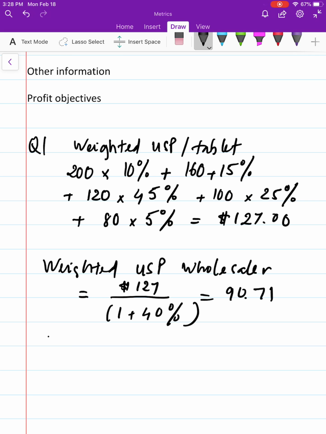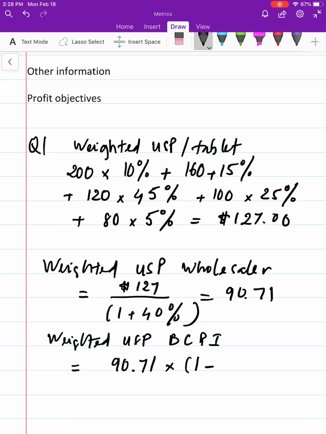And the weighted unit selling price of BCPI, Busan, would be equal to the unit selling price of the wholesaler times 1 minus the percentage markup on selling price of the wholesaler.